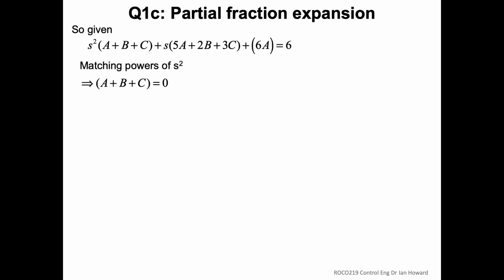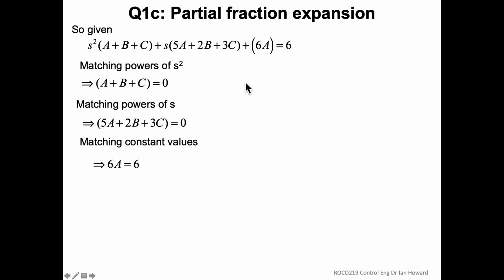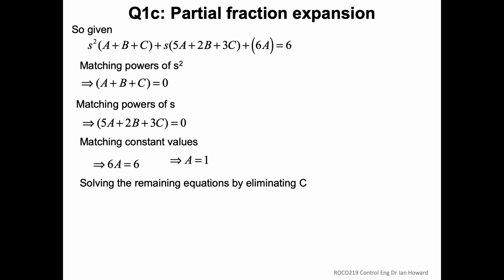So first of all, let's just do it systematically now. We're saying that there are no terms in s squared on the right hand side, so a plus b plus c equals 0. There are no terms in s on the right hand side, so 5a plus 5b plus 2c equals 0, and 6a equals 6, which means a equals 1, which I said before. Then what we have to do is basically solve the simultaneous equations that we've got left over.